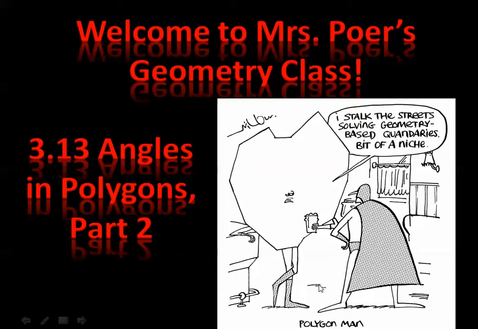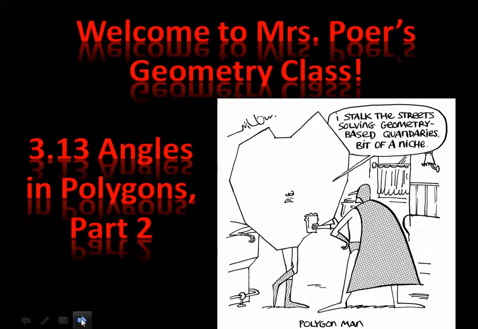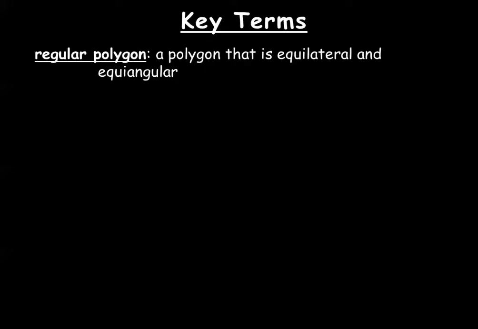Lesson 3.13, Angles and Polygons, Part 2. The objectives in this lesson are to find the measure of each interior angle of a polygon, to find the measure of each exterior angle of a regular polygon, and to use properties of polygons to solve problems.